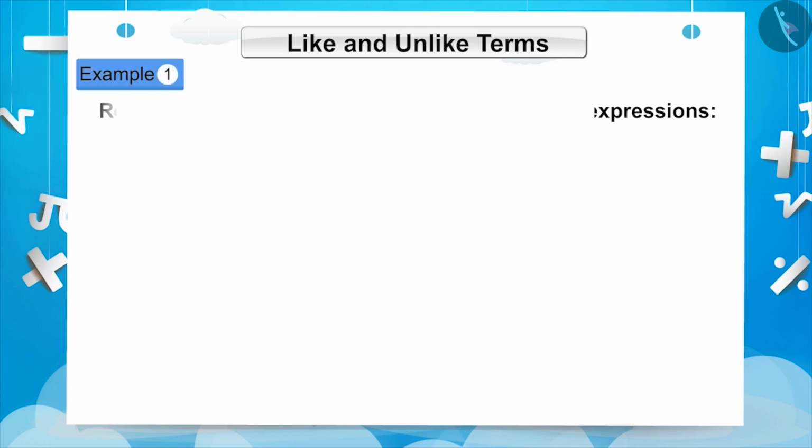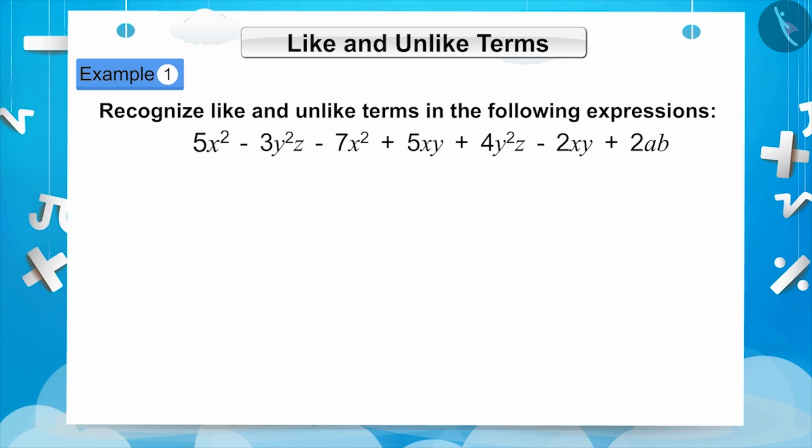For example, identify the like and unlike terms in the following expression. 5x to the power 2 minus 3y to the power 2z minus 7x to the power 2 plus 5xy plus 4y to the power 2z minus 2xy plus 2ab.